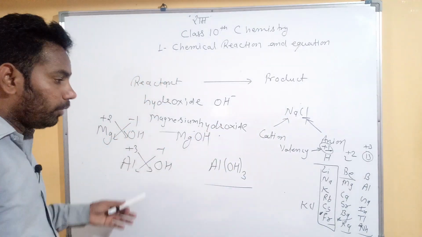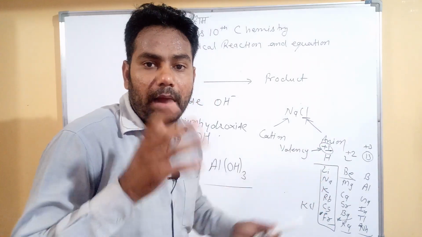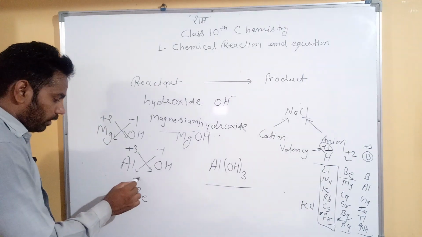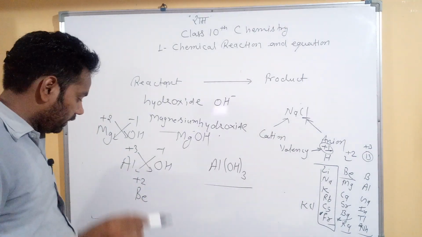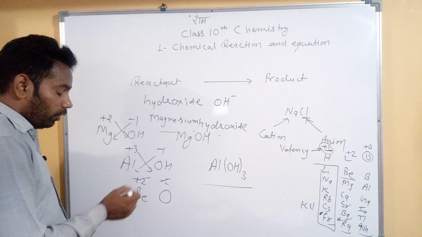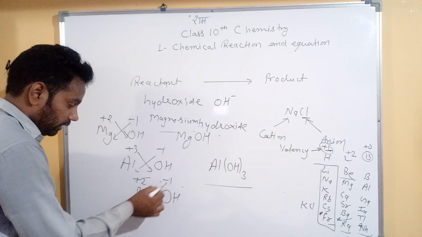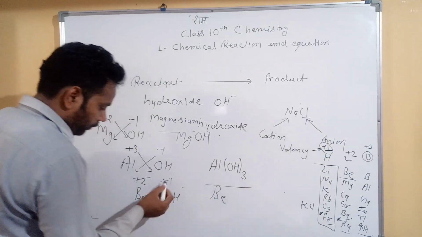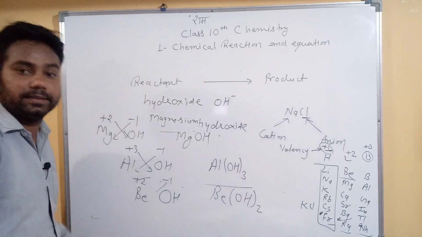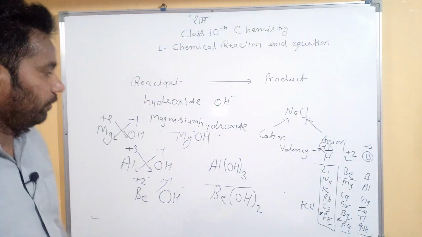What is the formula of beryllium hydroxide? Beryllium, Be. I think you already wrote it in your copy. Be is +2, and hydroxide is OH -1. So cross multiply: Be has 1 and OH has 2. So Be(OH)2 is the formula of beryllium hydroxide.